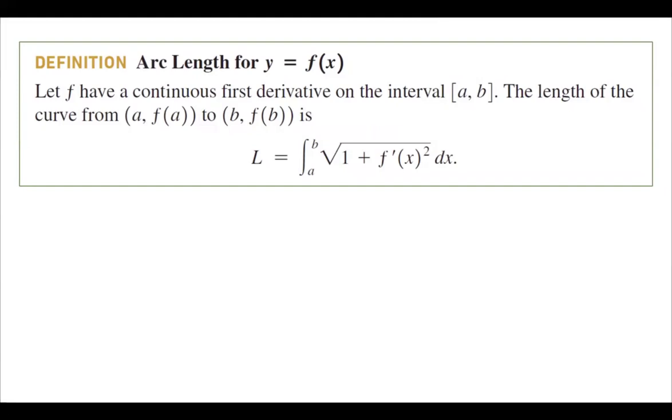So far, we learned the arc length of y equals f of x if f has a continuous first derivative on the interval a and b. The length of the curve from the initial point A to terminal point B is the definite integral from a to b of the square root of 1 plus f prime of x squared dx.